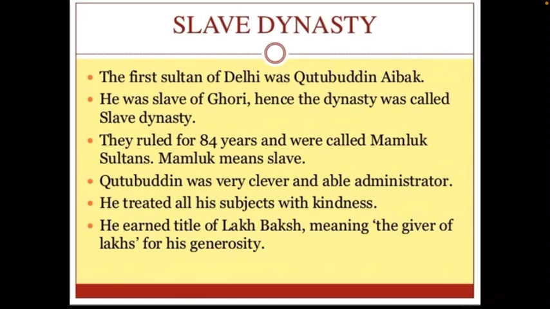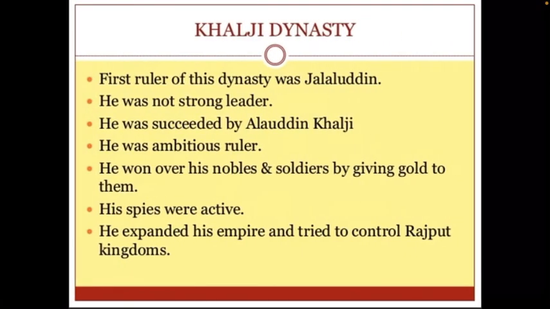The second was the Khalji dynasty. The first ruler of this dynasty was Jalaluddin. He was not a strong leader. He was succeeded by Alauddin Khalji, who in turn was a very ambitious ruler. He won over his nobles and soldiers by giving gold to them. All the time his spies or detectives were very active in the area. He expanded his empire and tried to control the Rajput kingdom as well.